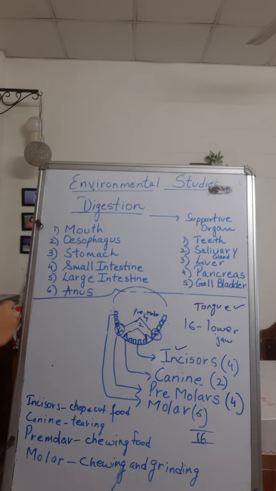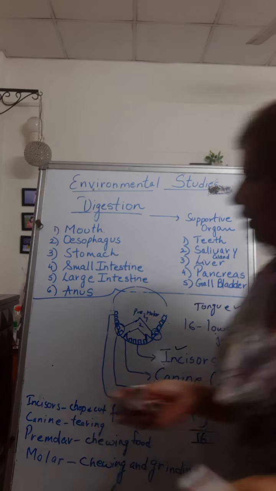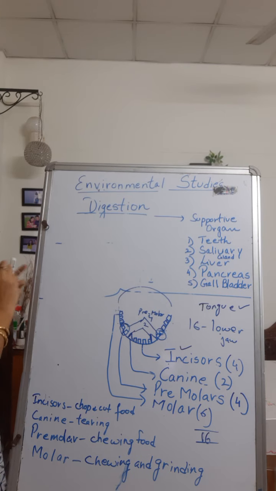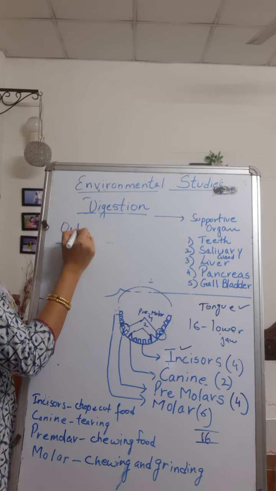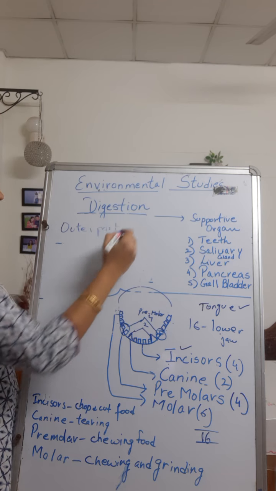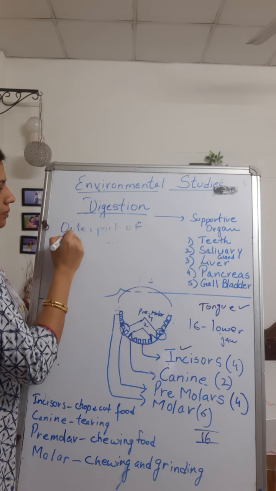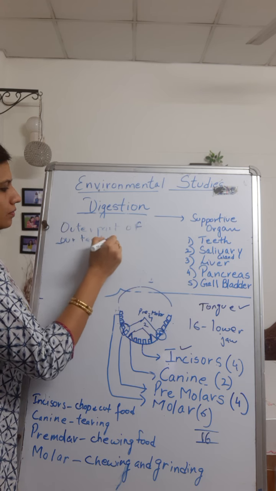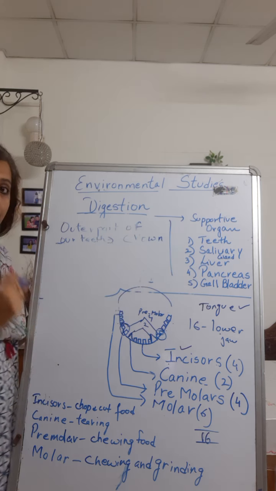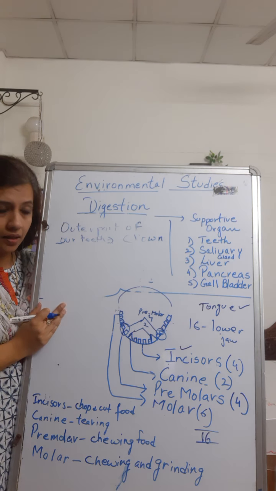क्या बोलते हैं? Crown. Should I write it? I need to rub the board. Okay, I'll just rub the board and then we'll come to the outer part of the teeth. These organs are already covered. So this is the outer part of our teeth, we call it the crown. C-R-O-W-N. The crown is visible to us.